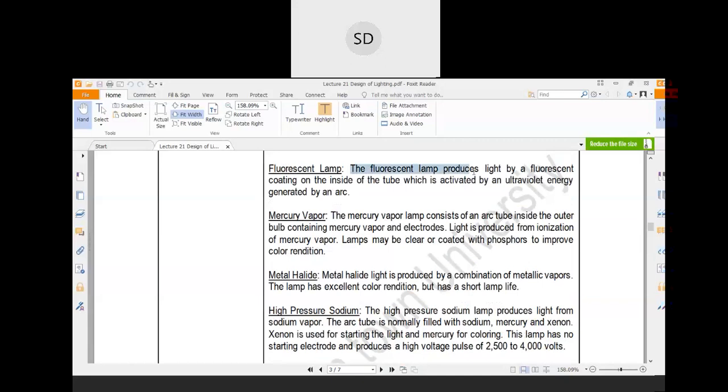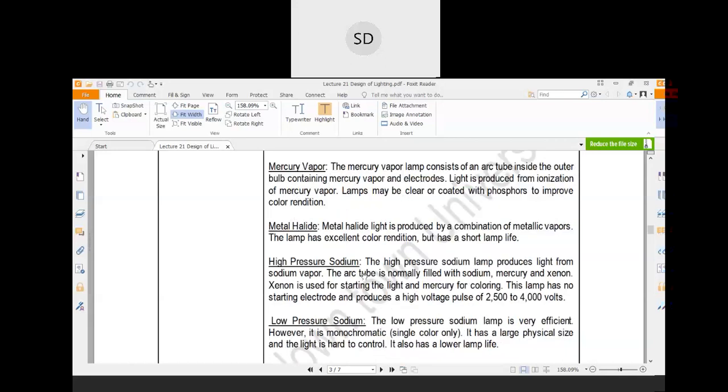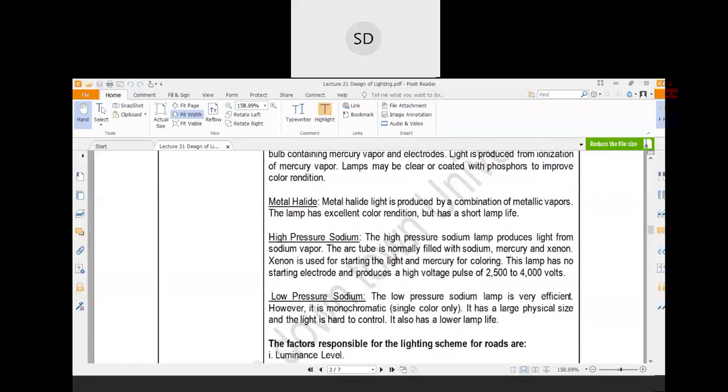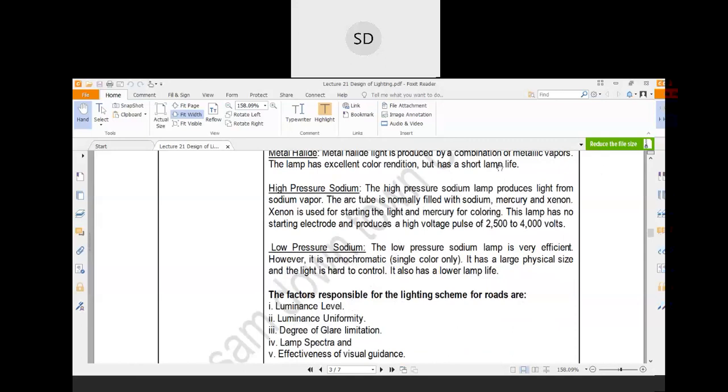These fluorescent lamps produce light by a fluorescent coating on the inside of the tube, which is activated by ultraviolet energy generated by an arc. So these are different types of lamps and their working principles. I'm not going into details about all these things. You just go through it.